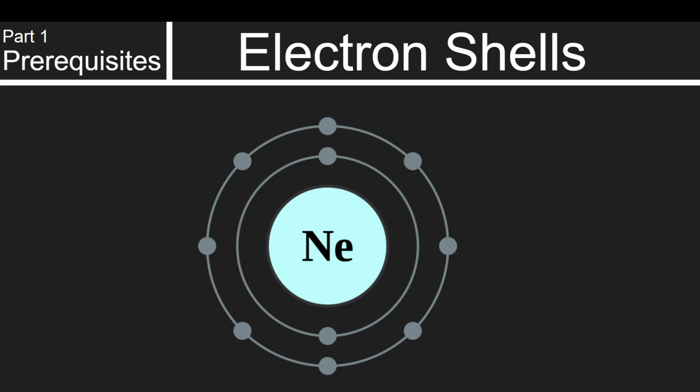Here is the Bohr model of neon, the second noble gas, so right after helium. As you can see, neon is 10th in the periodic table, atomic number 10.